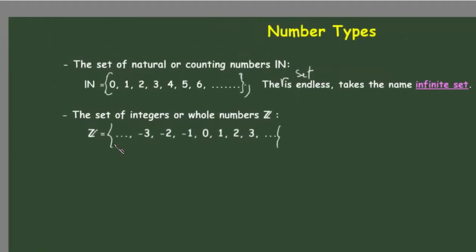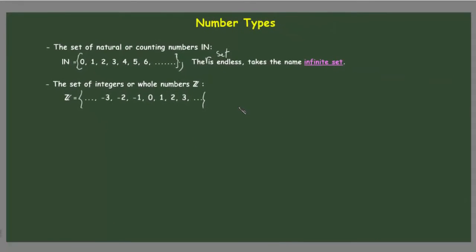Z, the set of integers or whole numbers. Z contains all the negative numbers and all the positive integers, I mean whole numbers. As you can see here, N is also included in Z. So we're going to say that Z, I mean all negative and all positive numbers from minus infinity to plus infinity, are members of Z.